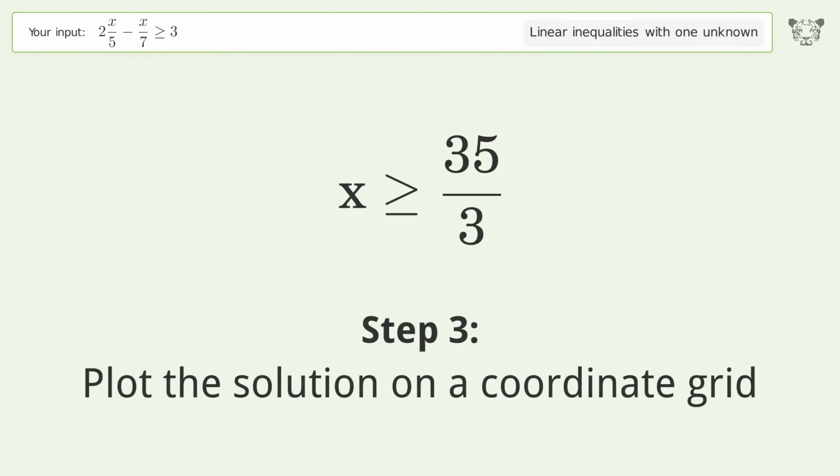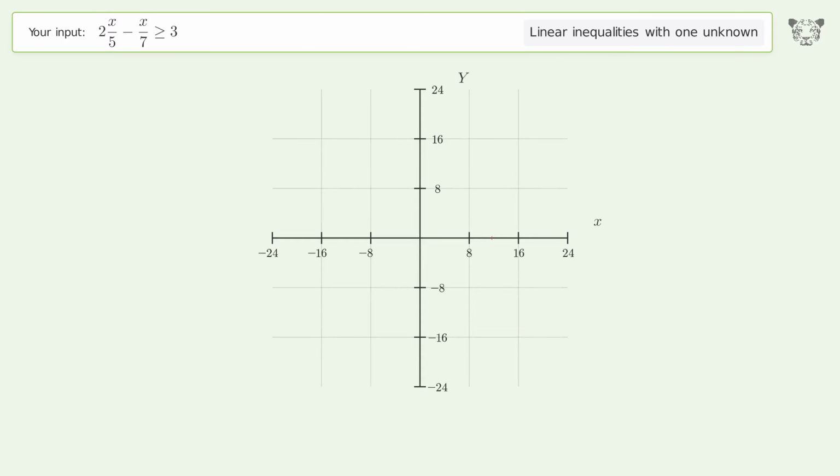Plot the solution on a coordinate grid. And so the final result is x equal or greater than 35/3 equal or greater than 112/3.